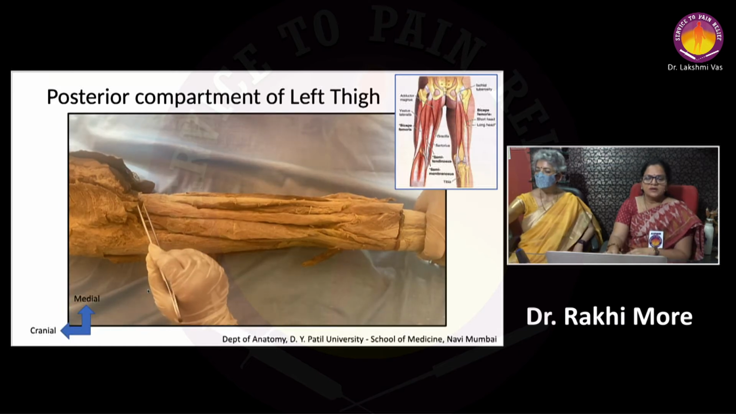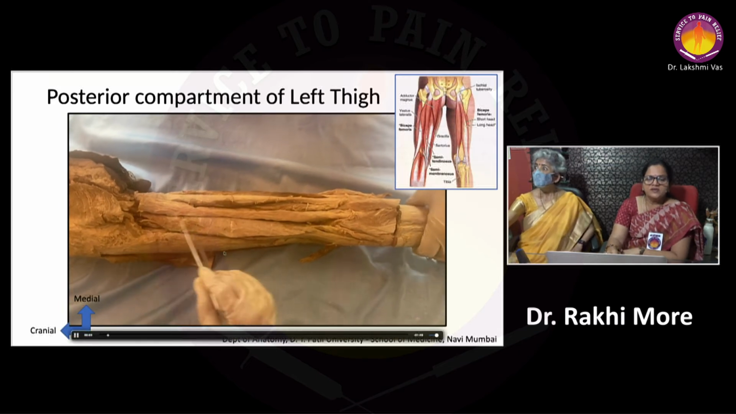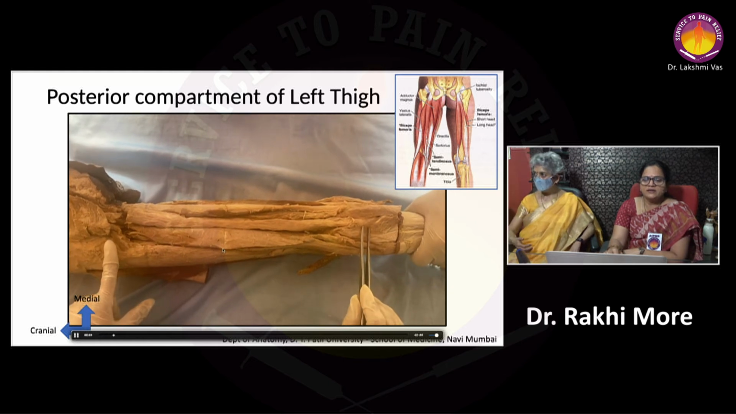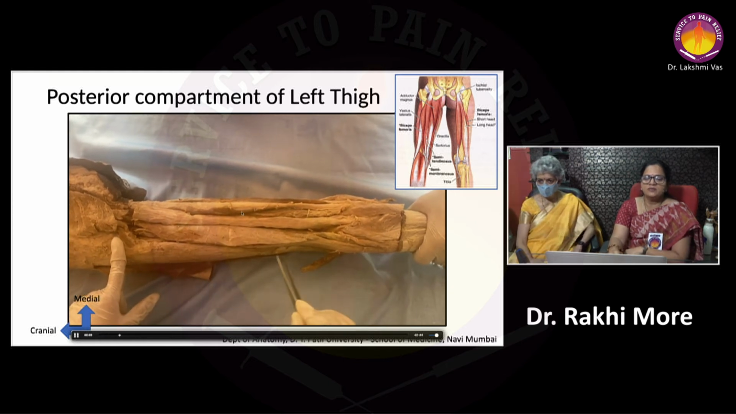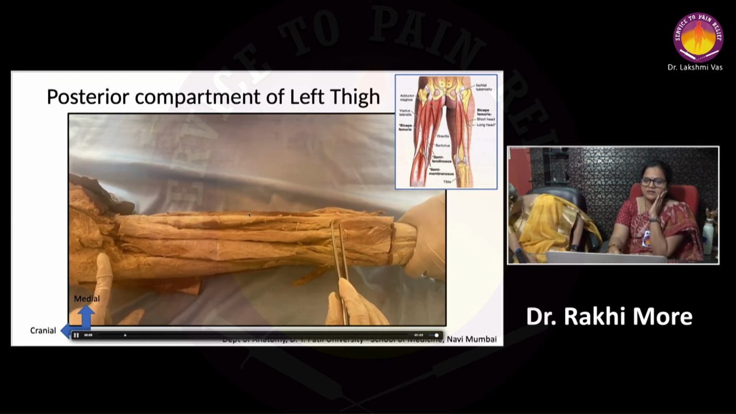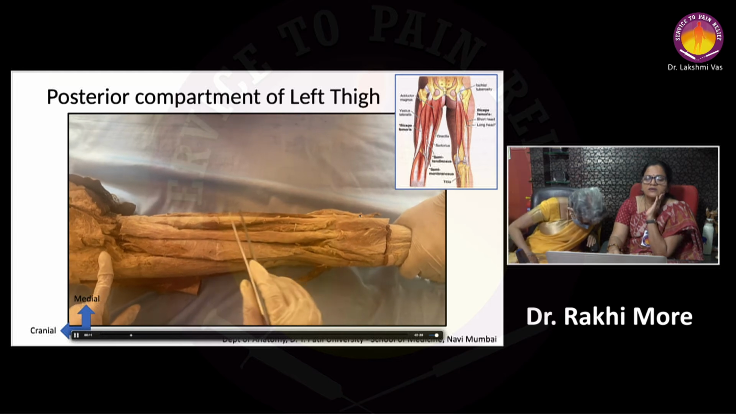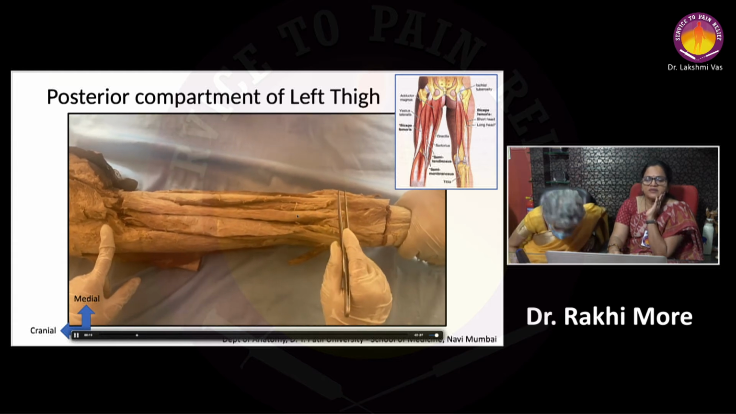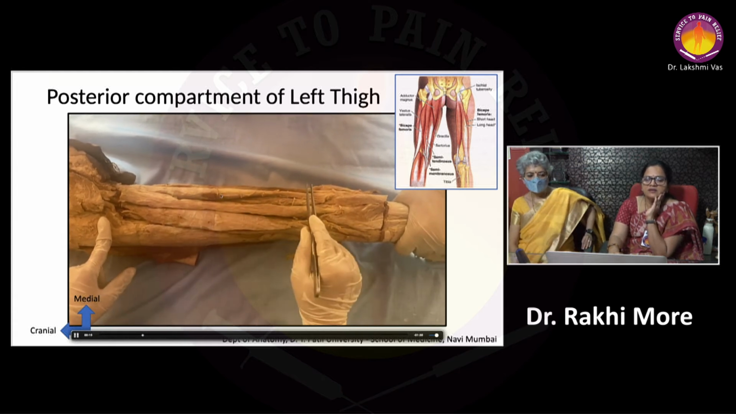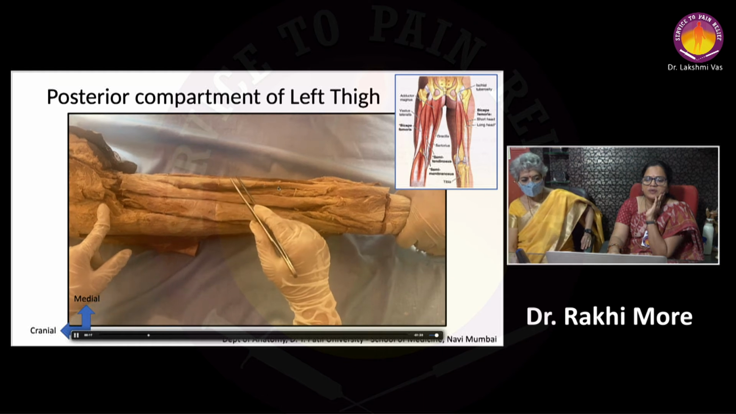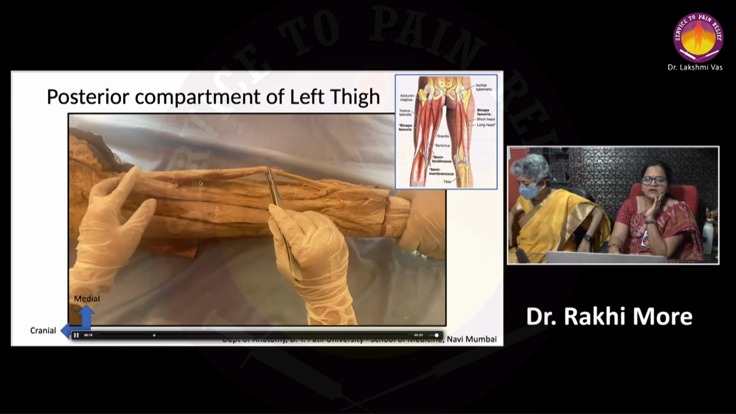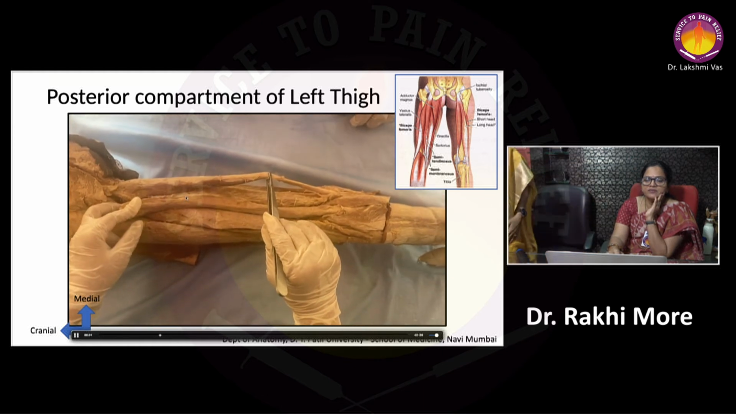Okay. So we are seeing the posterior compartment of the left thigh. Here we can see the muscles which form the hamstrings. On the medial aspect, we see the semitendinosus and the semimembranosus muscles. This is the sciatic nerve which has been cut to reflect.